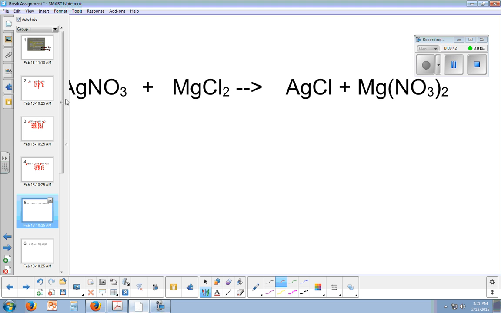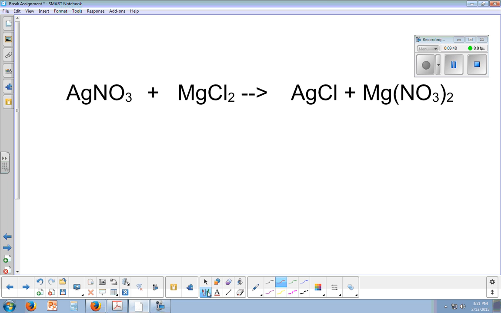Let's go to a little bit of a harder example. For this example, we have AgNO3 plus MgCl2 gives me AgCl plus MgNO3 twice. So we have a polyatomic ion here. Now, you can keep your polyatomic ion together to balance if it stays together from side to side. So for example, I have NO3 right here, and I also have NO3 right here. So I can almost treat that as if it was one element. The other option is you can separate them and do N and N, O and O separately. So I'll show you both ways.